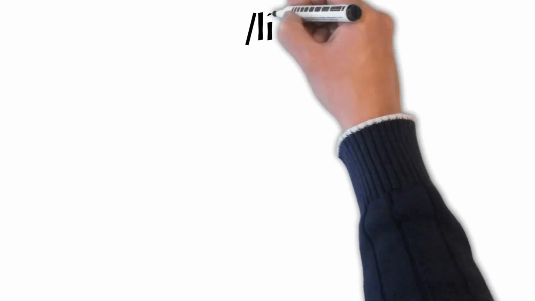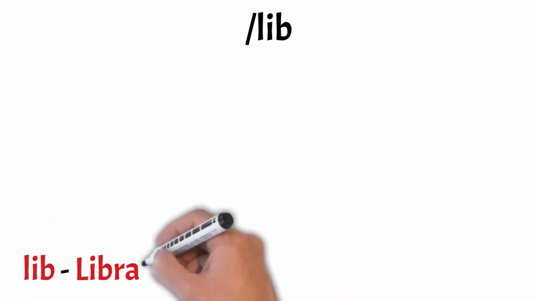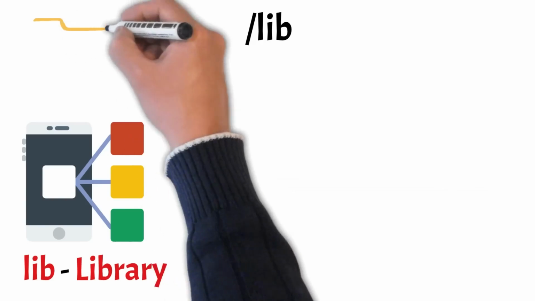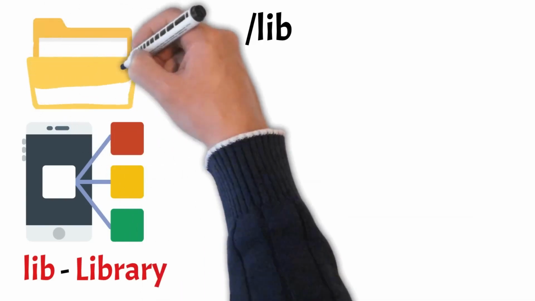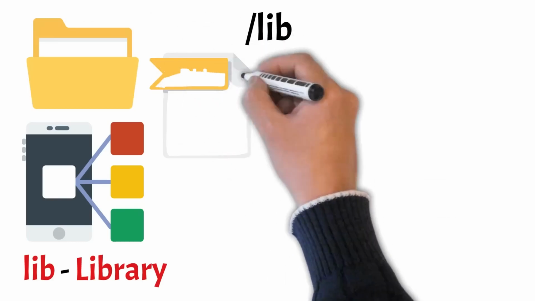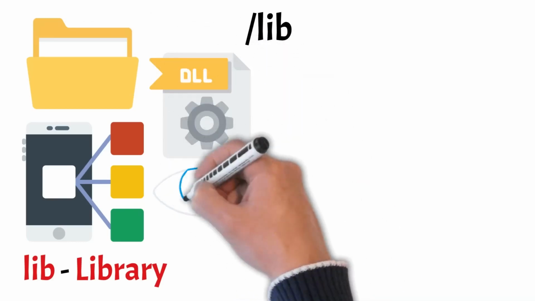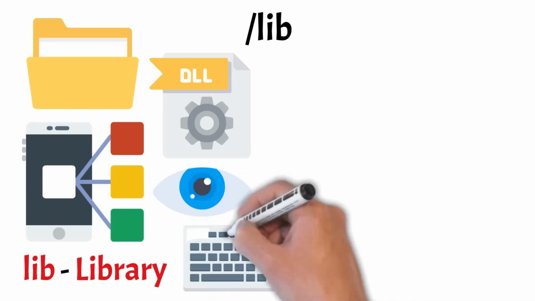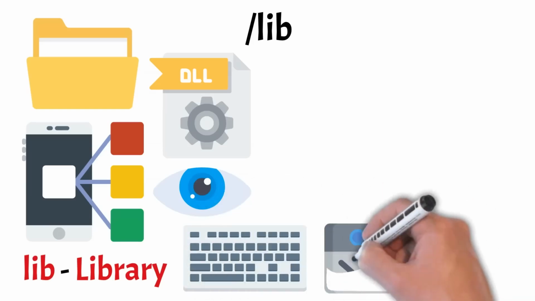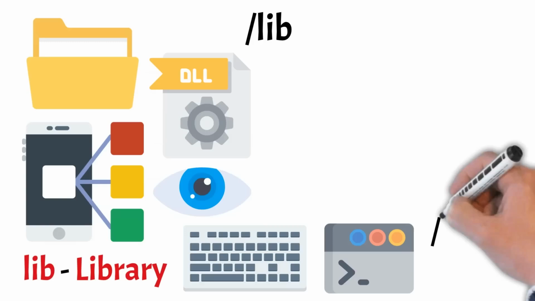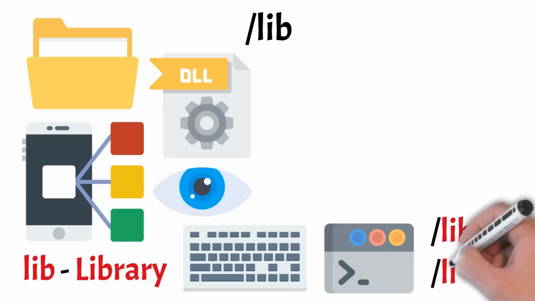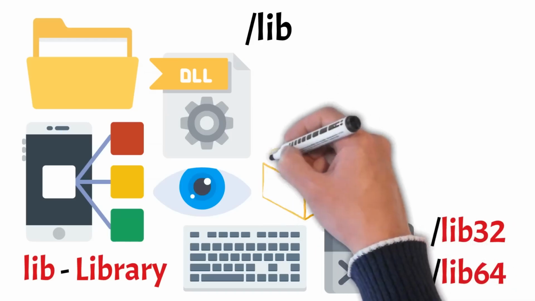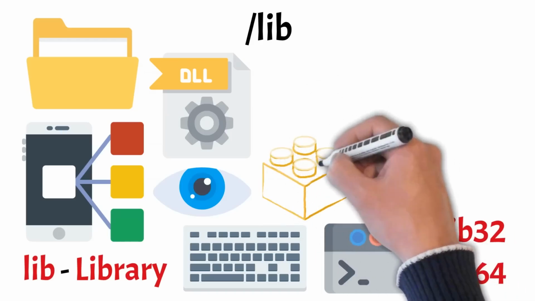Next up is lib, short for libraries. Just like apps need support files to run, many commands found in bin and sbin rely on shared libraries, similar to how programs on Windows need DLL files. These libraries provide common functionality like reading files or handling input and output, so individual commands don't have to include all that code themselves. Depending on your system, you might also see lib32 and lib64, which store 32 and 64-bit libraries respectively. You'll also find kernel modules here.